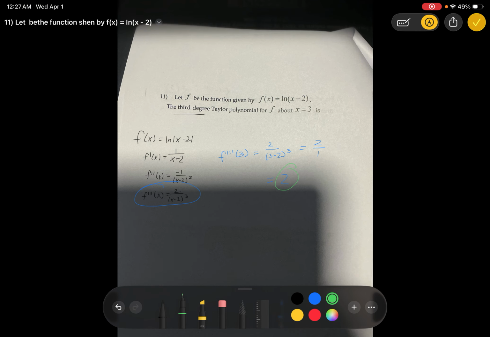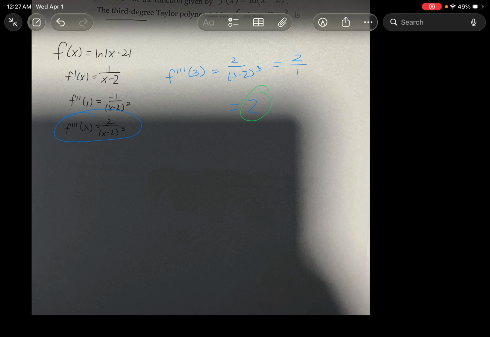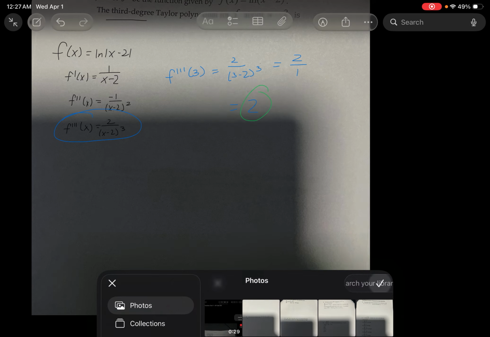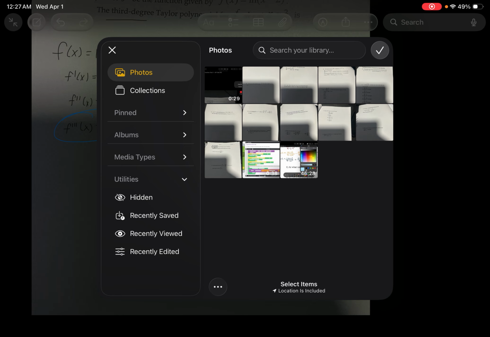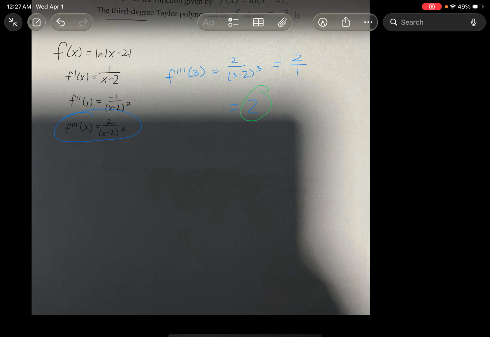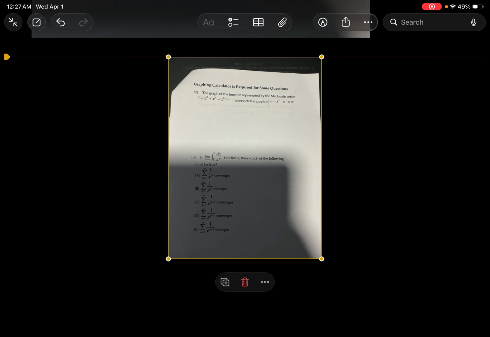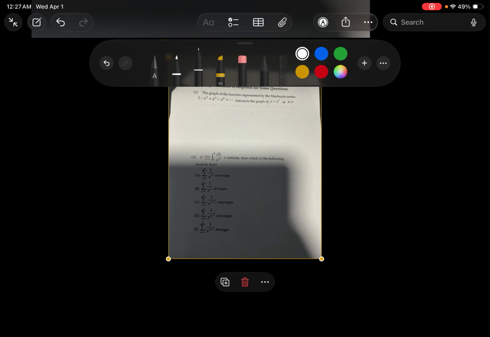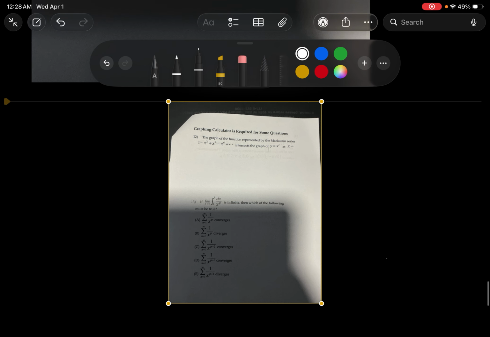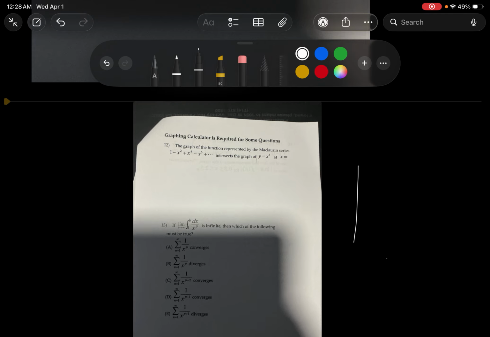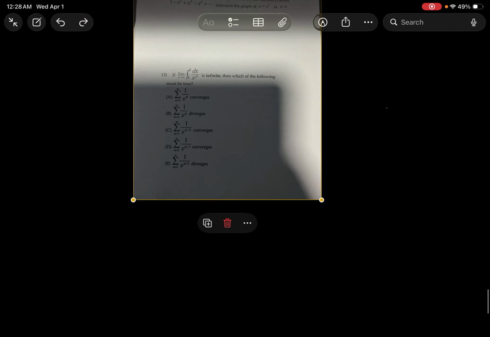Okay, this concludes question number 11. Moving on to question number 12 and 13. All right. Okay, what the heck? Let me expand this picture.